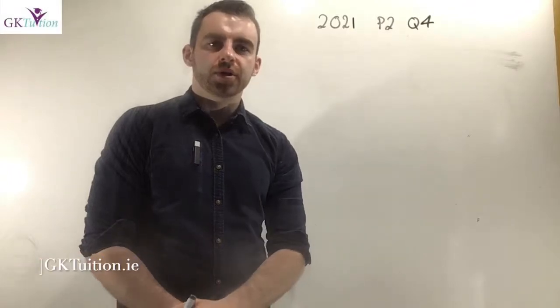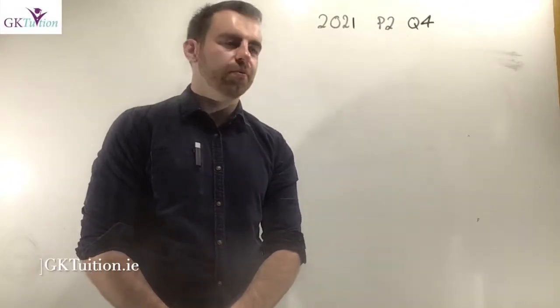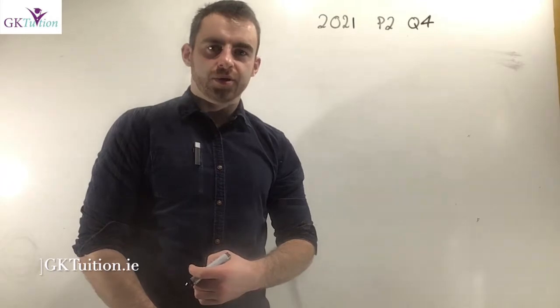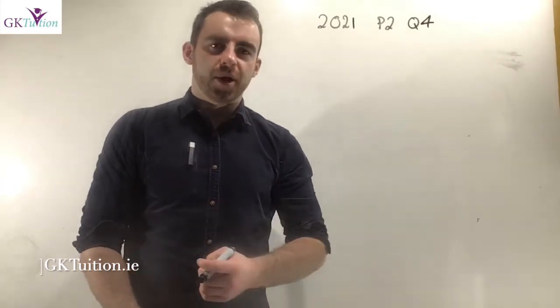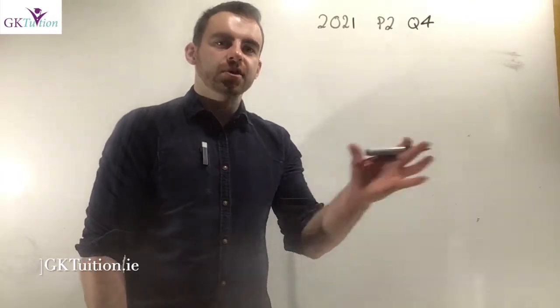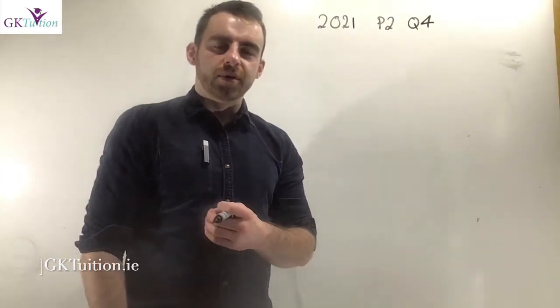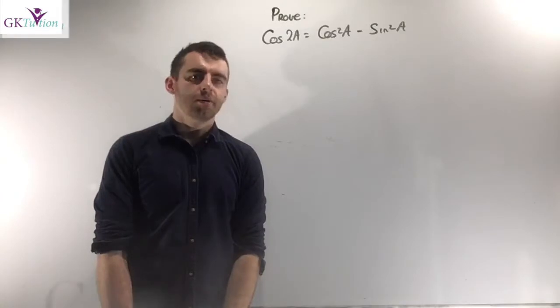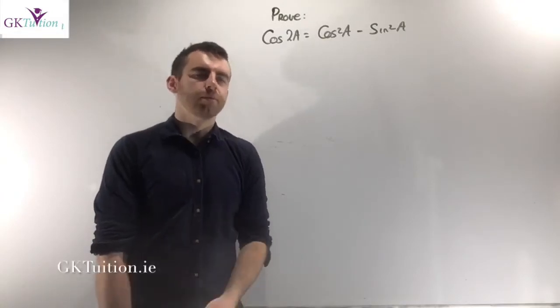In this video we're going to look at 2021 paper 2 question 4, and we're talking about trigonometry here. Now the very first part of the question is just one of our proofs that we studied on the course, so let's review what we've already studied earlier in the year. Okay, the next proof is a really straightforward one.